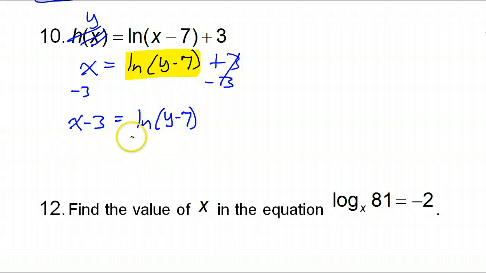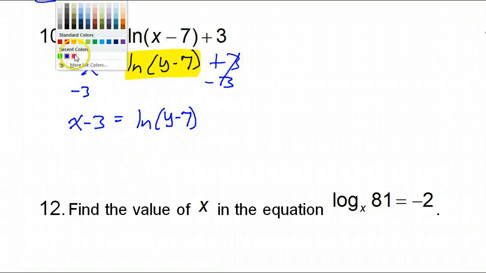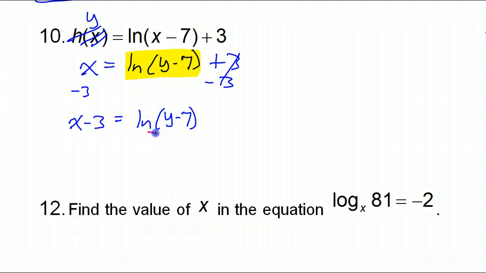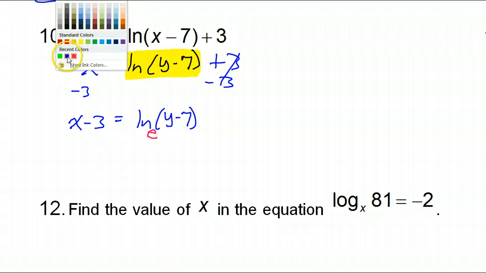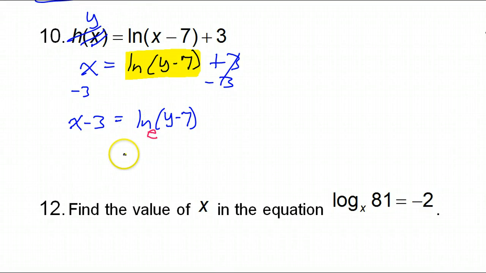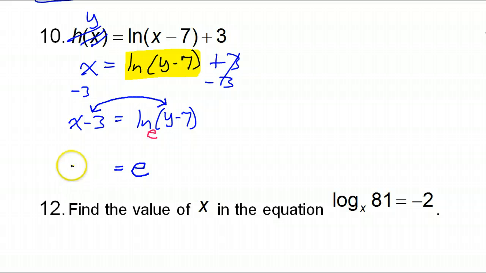So now I can rewrite this in exponent form. Please understand that there is an invisible base e that you're using anytime you deal with natural log. So we need to start with that base I just mentioned. So here's my base e, real big. Now the rest of it is going to switch sides. So the y minus 7 will end up out here, and the x minus 3 is going to end up over here as the power.